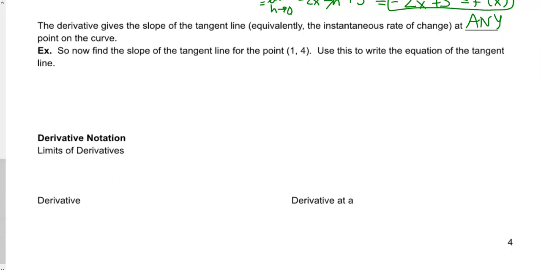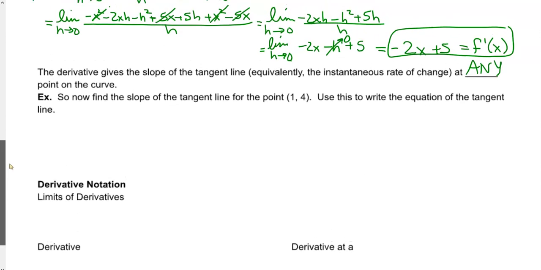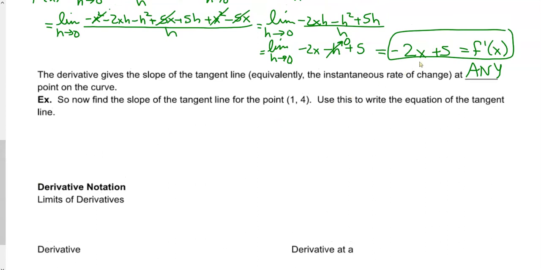So now find the slope of the tangent line for the point 1, 4 of this function. Use this to write the equation of the line. So if this is f prime of x, then find the slope of the tangent line. What are they asking for? They're looking for what is f prime at, in this case, 1. What is f prime of 1? That will be the slope of the tangent line at that point.